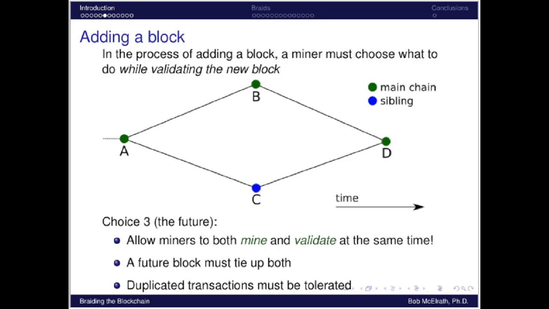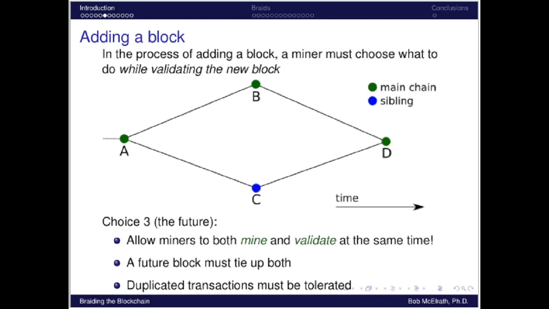The third choice here is the one I'm talking about for the rest of the talk, and that is, what if I could mine and validate at the same time? So I want C, I'm going to mine keeping A as the chain tip, and I'm going to mine a new block C while I'm validating B. This should be okay if at some point in the future, another block, D, can come along and say, aha, both B and C are valid. I'm going to tie them up into the same chain.